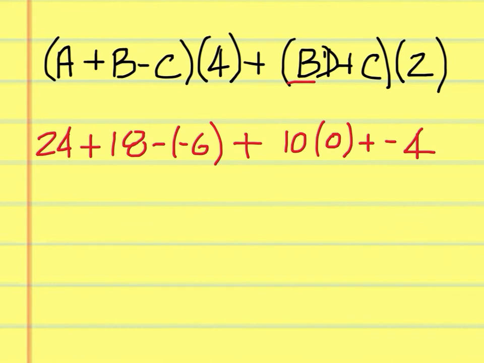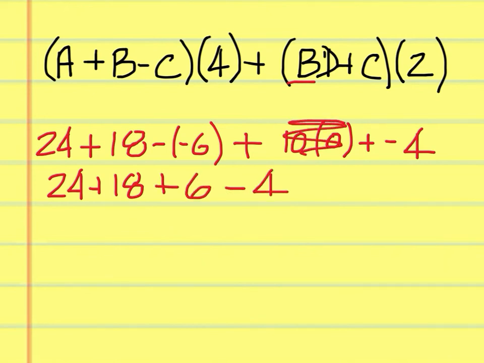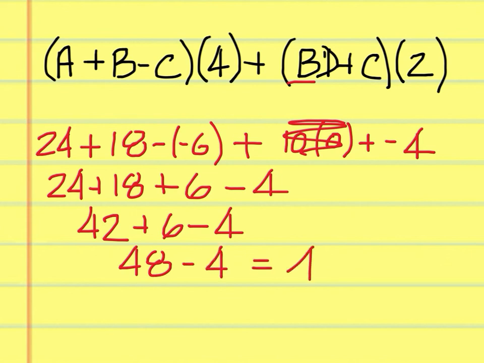So 24 plus 18, and then plus 6, changing that. This cancels out, and we're left with a minus 4. So this will be a 42, and then plus 6 minus 4. 48 minus 4 should be an answer of 44.